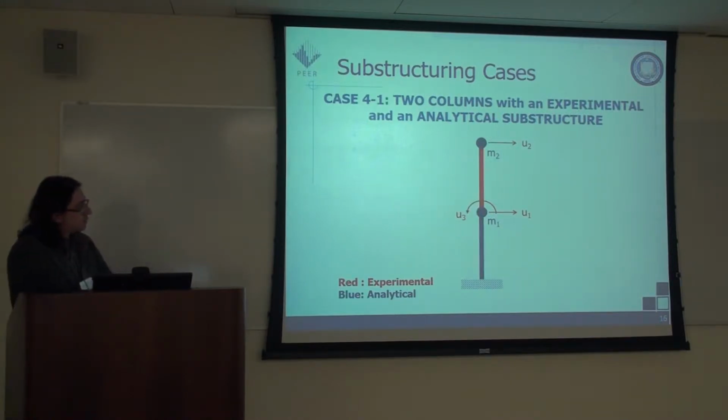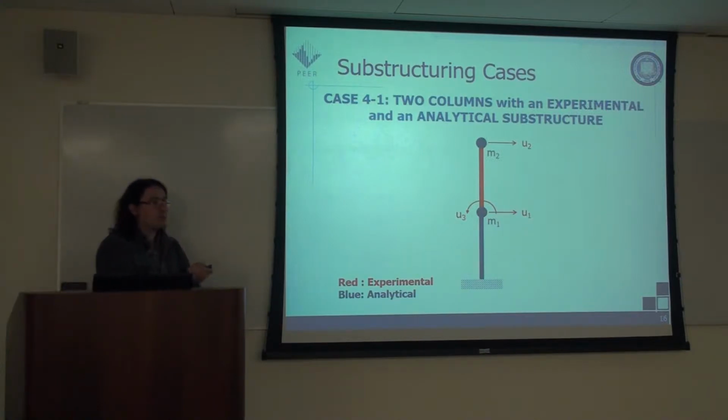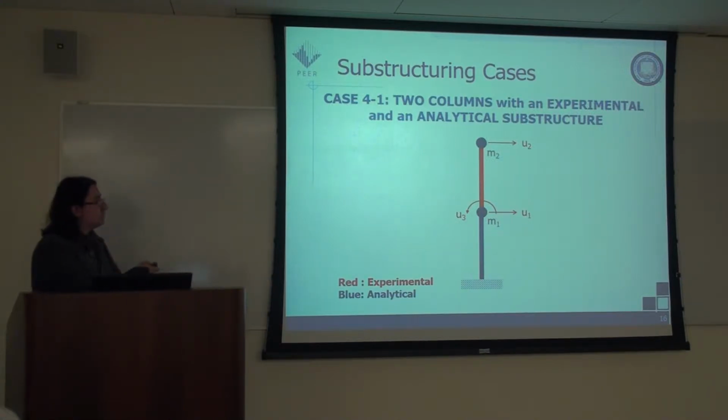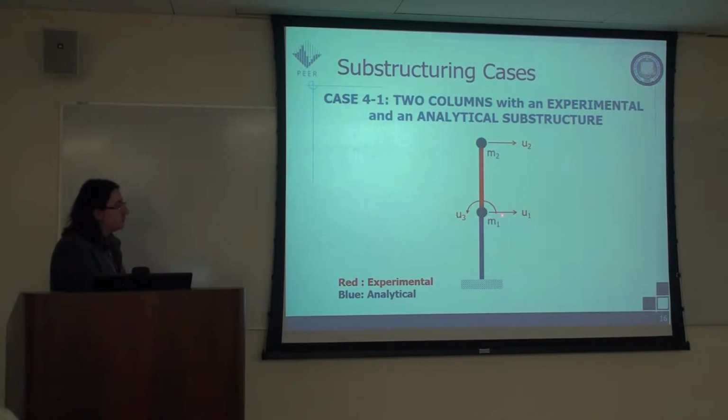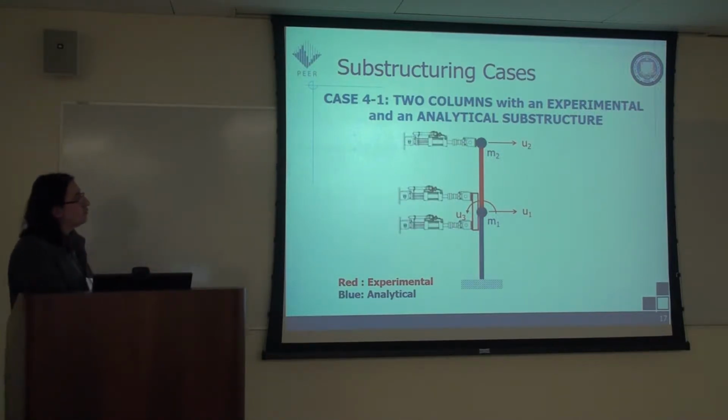And actually the situation is even a bit more complex when the tested column is the one on the top and the analytical column is the one at the bottom, because in this case we have this translational degree of freedom plus another translational degree of freedom and the rotational degree of freedom because of the moment transfer again. And basically these can be controlled using 3 actuators which control the 3 degrees of freedom.